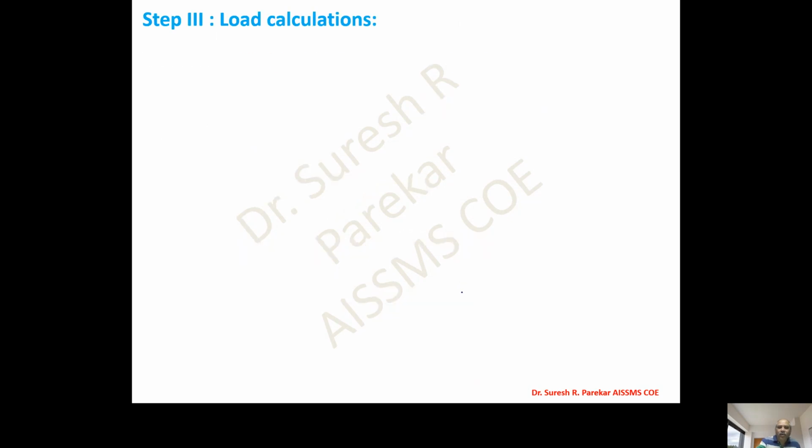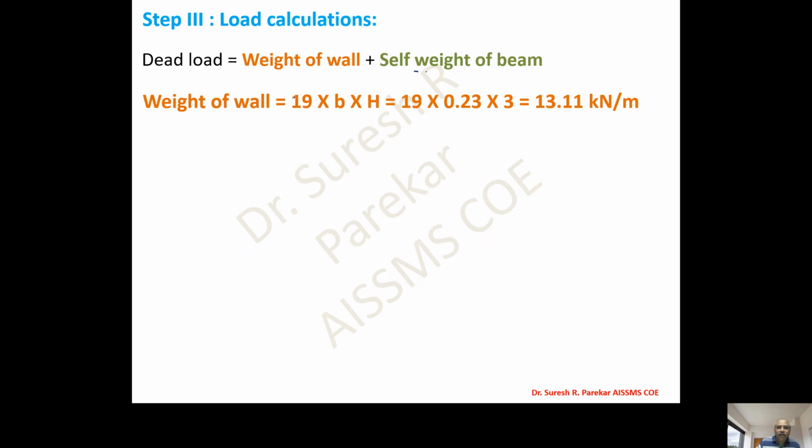Now we have the next step, load calculations. So we have only two loads. One is the weight of the wall and second is the self weight of the beam. Now the weight of the wall is 19 into B into H. We are going to find it in kilonewton per meter.